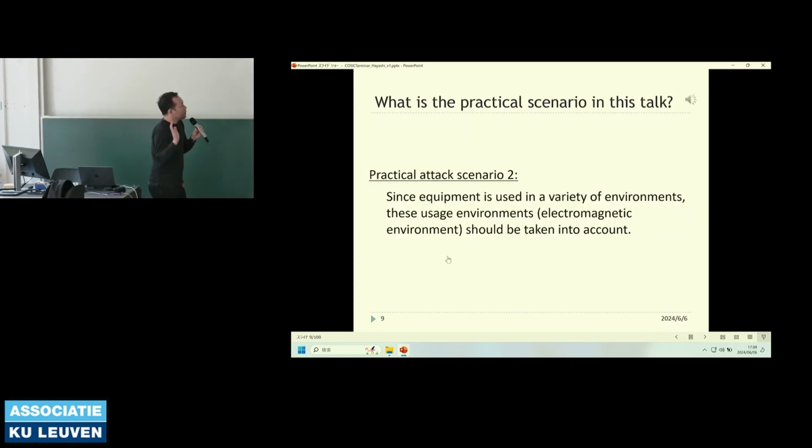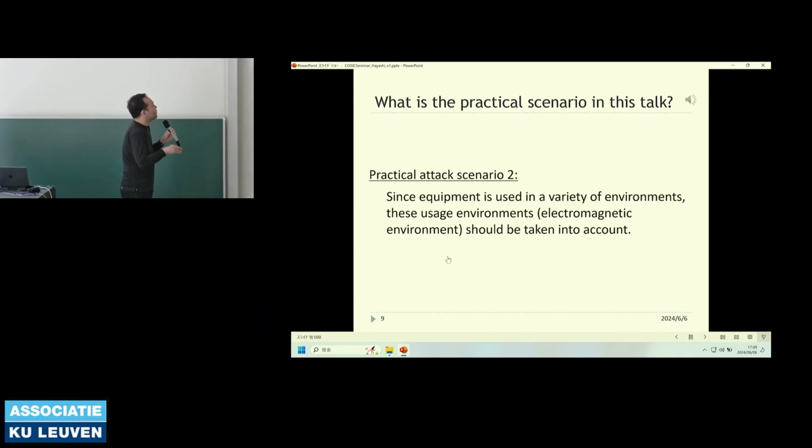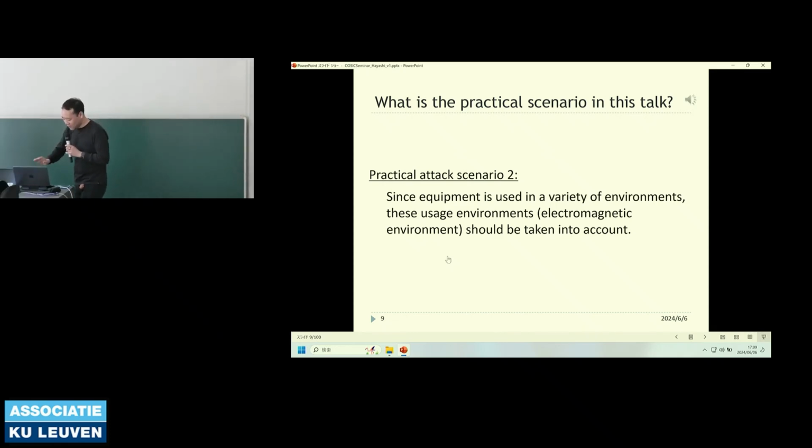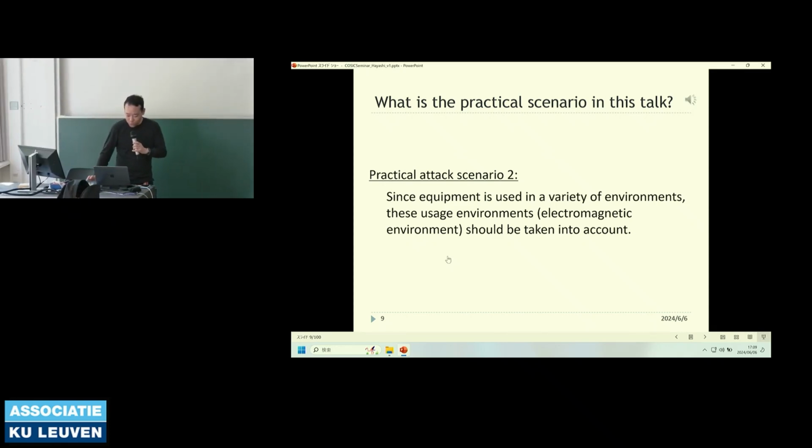Next, I will explain practical scenario 2. Probably many people did not consider this kind of point. This is important. This is scenario 2.